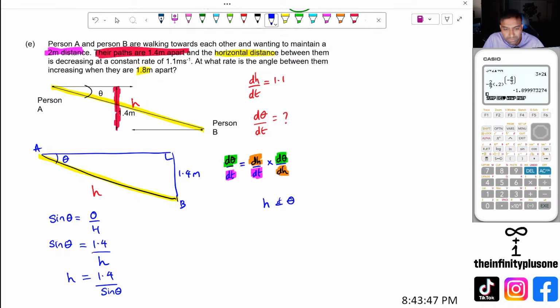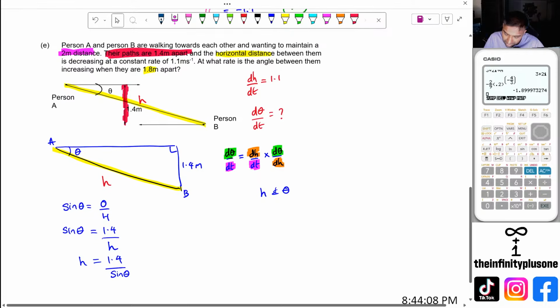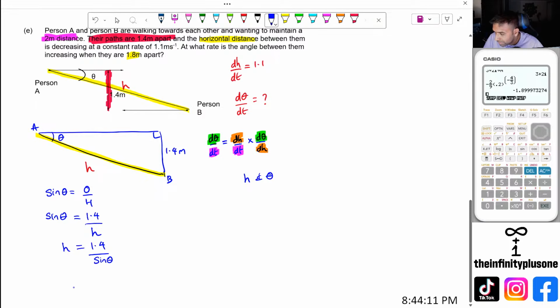Now, if you differentiate it, you should get dh d theta. I don't know which part of the formula sheet that you're looking for. So he's asking, could you rewrite that as cosec theta? Yes. Otherwise, you're going to end up with a quotient rule, and it's going to be ugly. So we're going to write this as cosec theta.